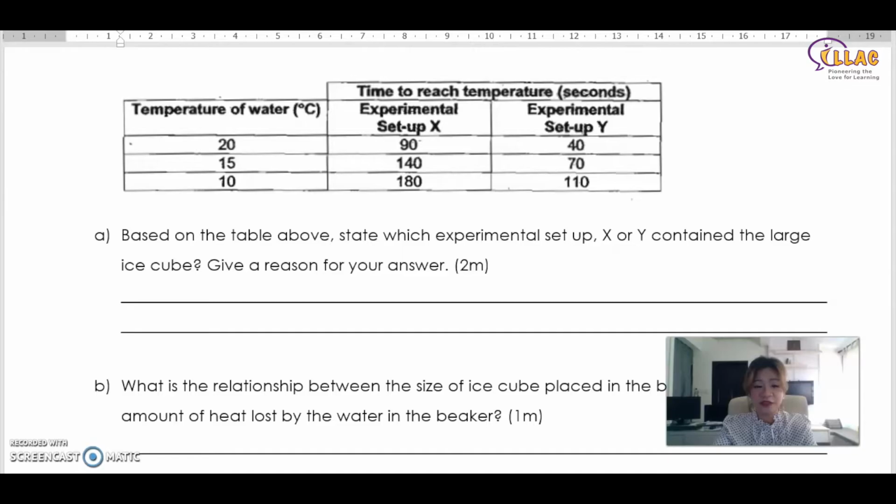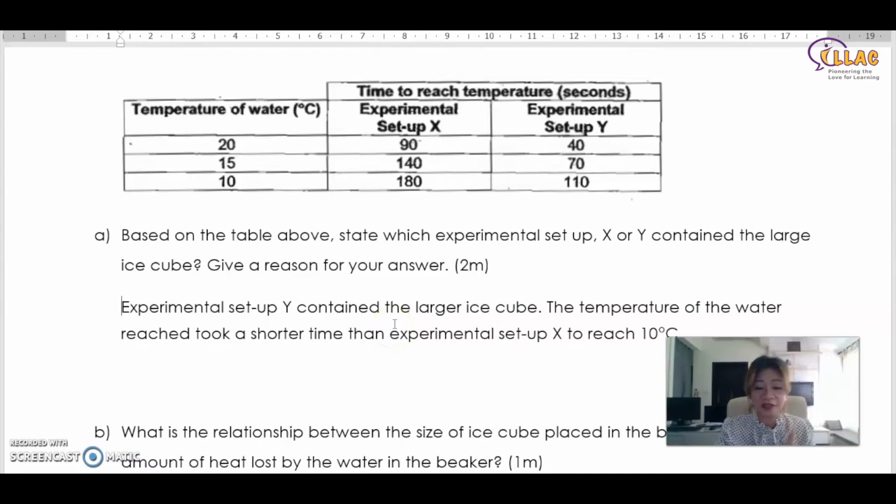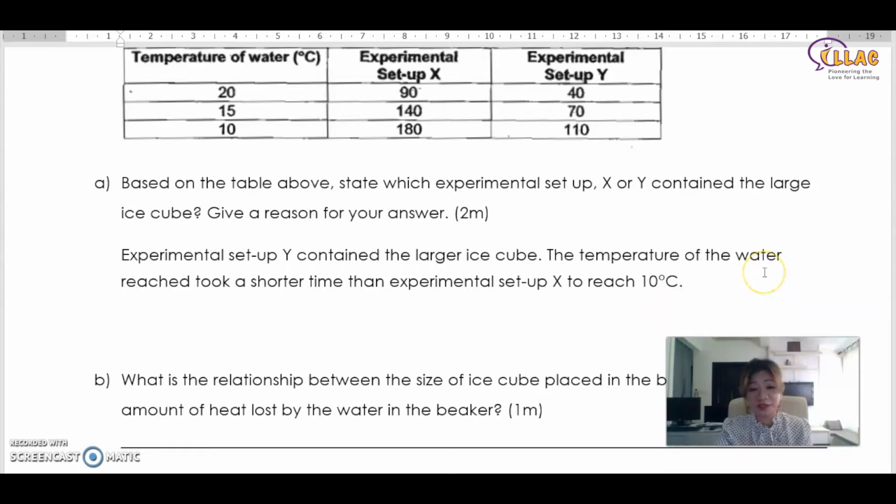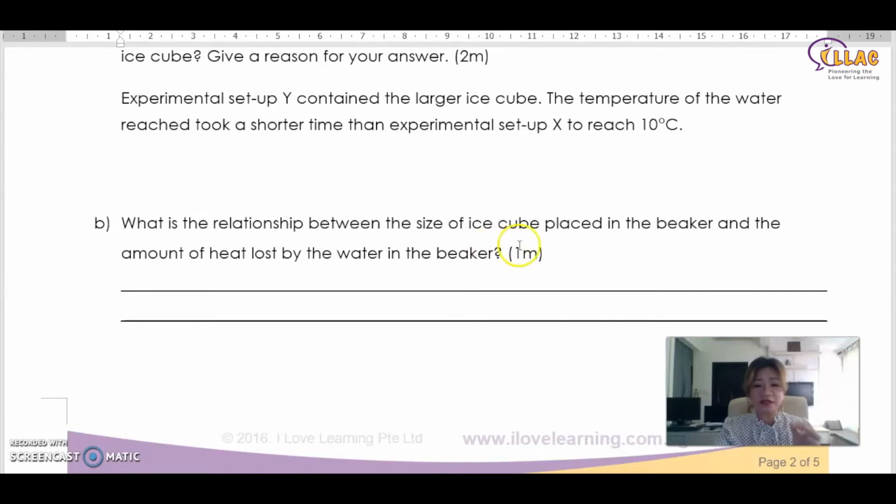So how do you explain that answer? Experimental setup Y contained the larger ice cube because the water took a shorter time than experimental setup X to reach 10 degrees Celsius, right? So because of the shorter time, that's how you explain. They are just asking you which one contained the large ice cube and you have to explain why you think so, because this one cooled faster. Then what is the relationship between the size of the ice cube placed in the beaker and the amount of heat lost by the water in the beaker? So what is the relationship? The relationship is that the larger the something, the smaller the something, that's the relationship.